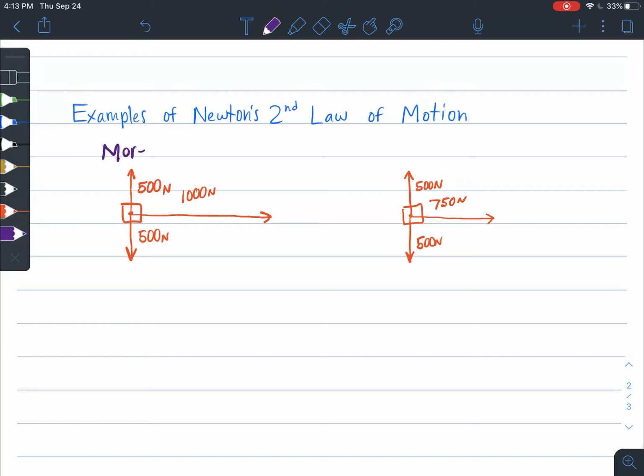When we apply more force to an object, remember this object is the same mass in both of these, or if we apply less force, it's going to affect the acceleration or the motion, the changing of direction of this object. So if we apply more force, then we're going to end up having more acceleration. Now imagine if this object was actually moving to the left and we applied the force to the right, then this acceleration would be slowing it down and it would slow down faster. So if we apply more force, we could also slow something down faster, but we could also have it speed up.